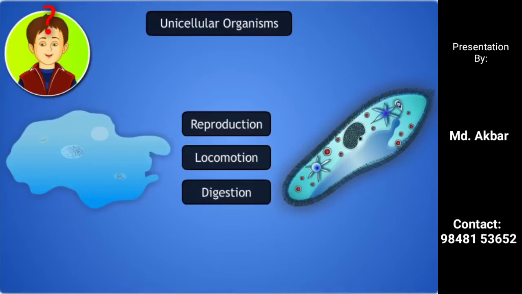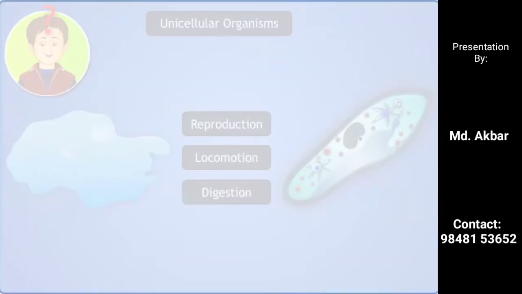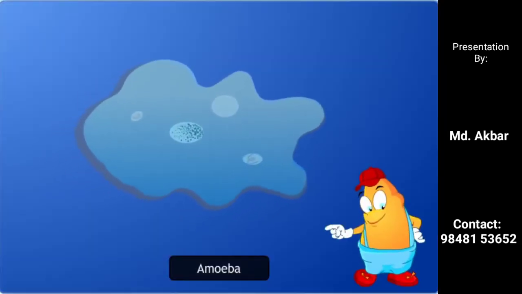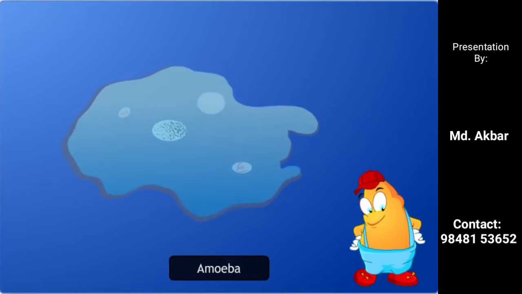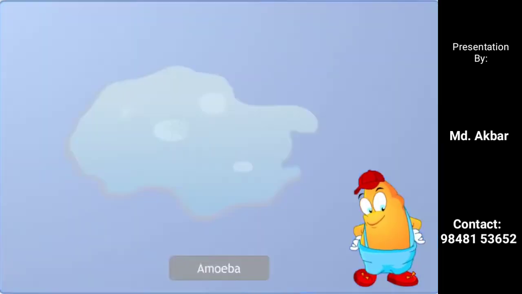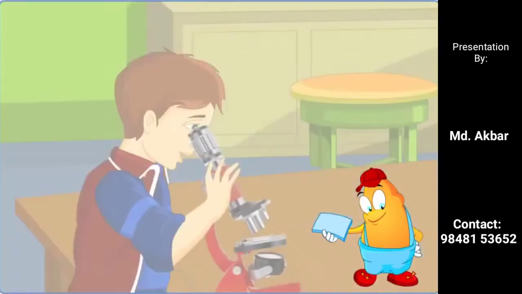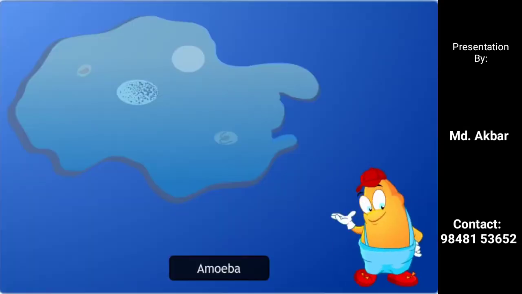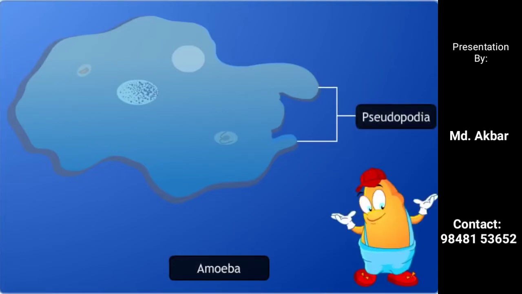Difficult to believe that this one cell can perform all these activities. Wonder how they do it. Well, take the amoeba for example. It changes its shape to move and eat its prey. Look at this slide now. See those tiny projections on the amoeba? These are called pseudopodia.